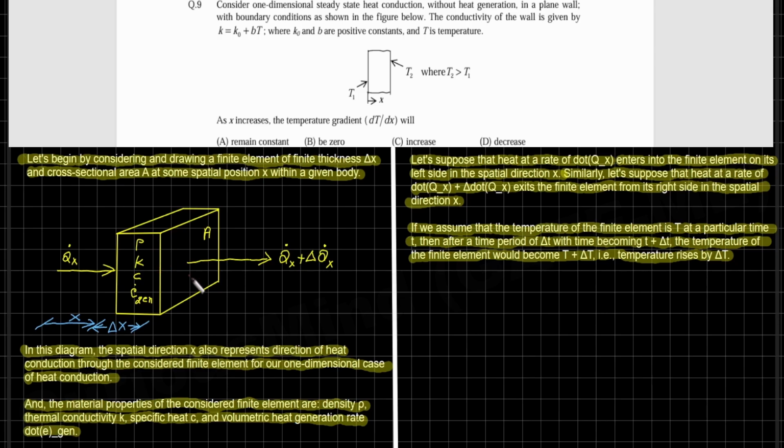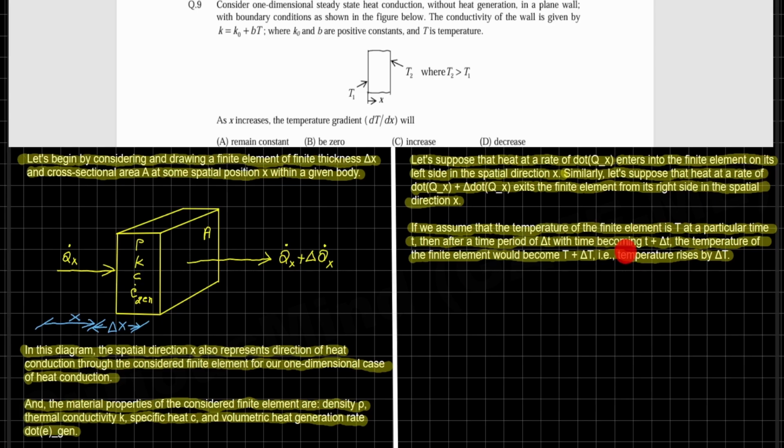And this rise in the temperature of the finite element is due to the fact that it receives heat at a rate of dot qx and it expels heat at a rate of dot qx plus delta dot qx. Also, it generates heat at a rate of dot E gen within it, over its entire volume.